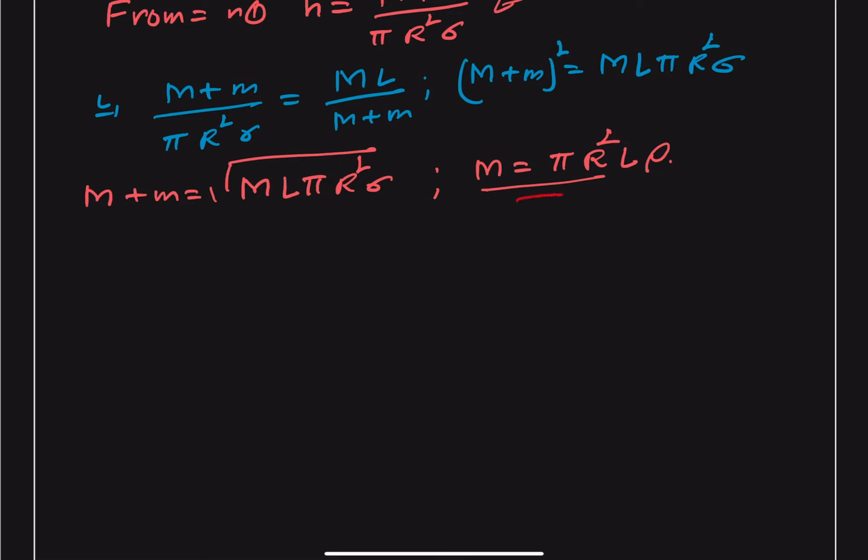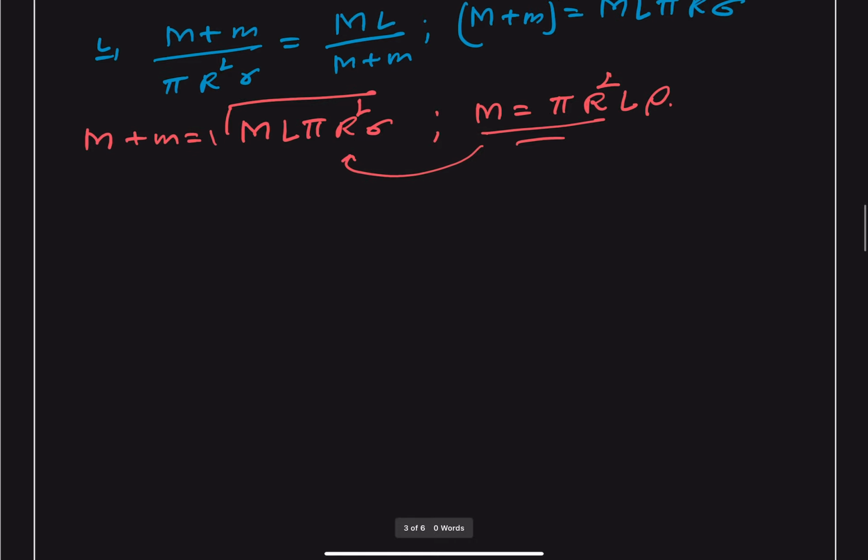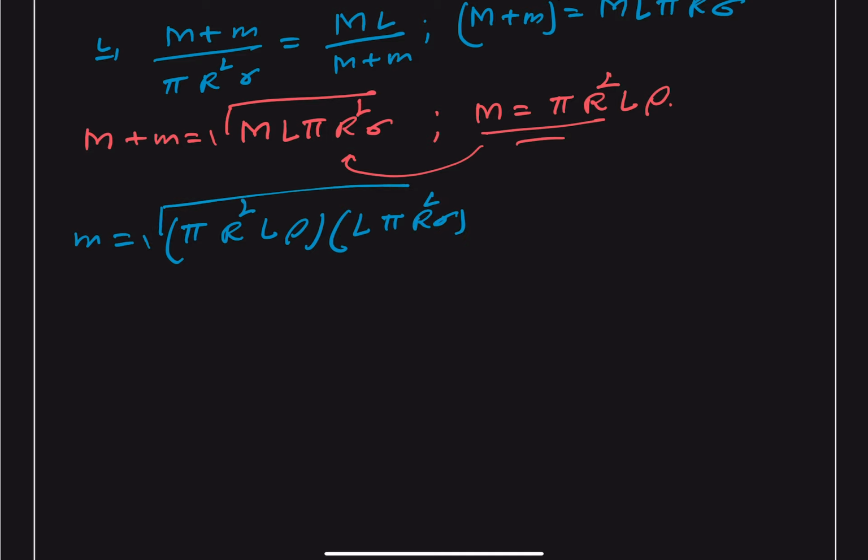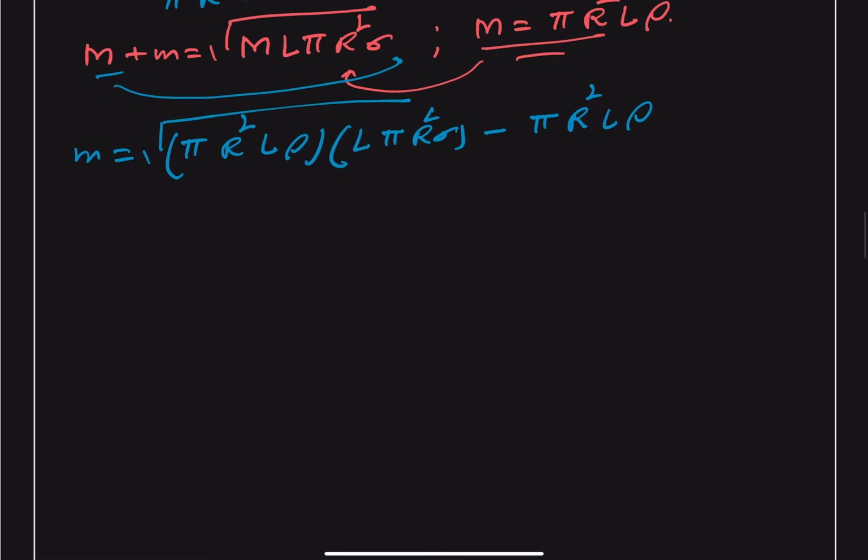So we substitute here in this equation, and we can write our small m as, with the substituted value, pi r square L rho multiplied by L upon pi r square sigma, under a square root, and minus M, which moves to this side, that is minus pi r square L multiplied by rho. And this can be easily simplified now.